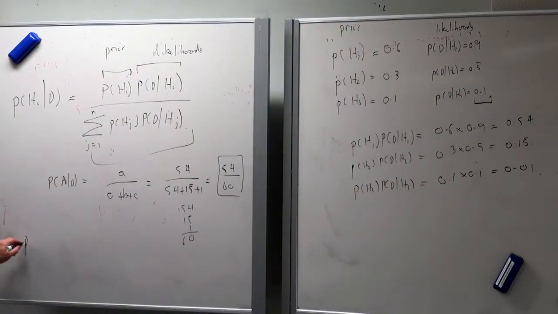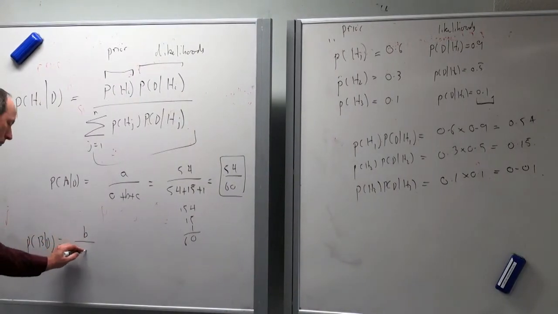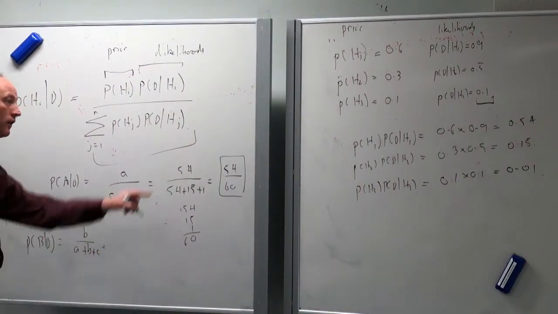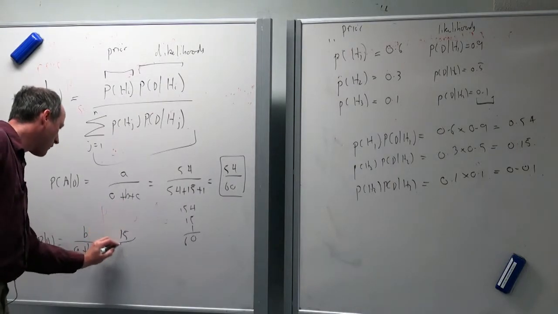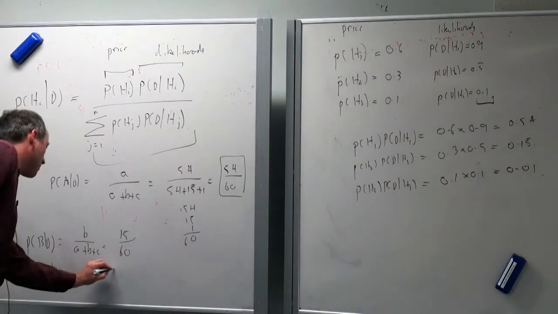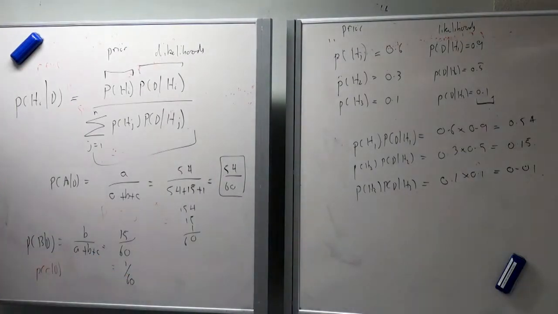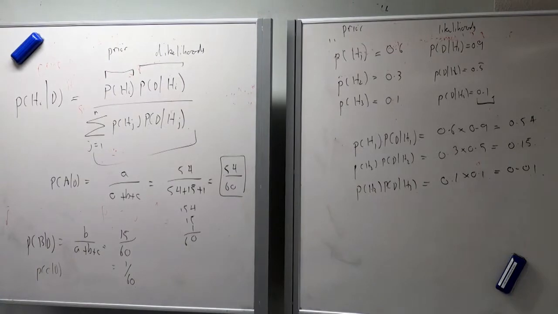The next one, the probability of B, given your data, is just B over A plus B plus C, 15 out of 60, and of course the probability of C given the data is just going to be 1/60th. That's it. So it asks us, what are the posterior probabilities of A, B and C being guilty?